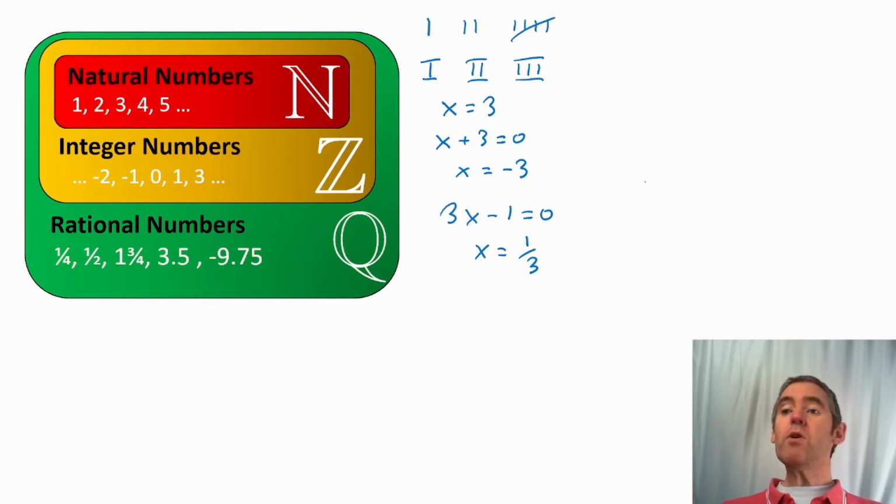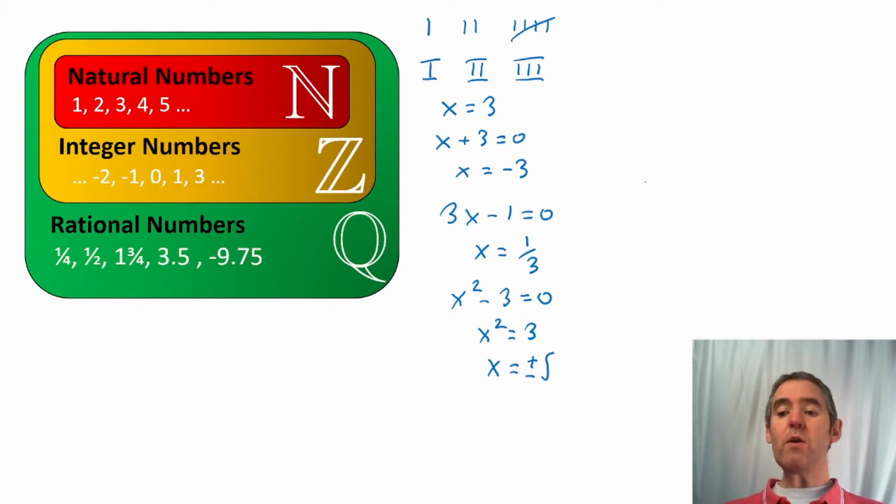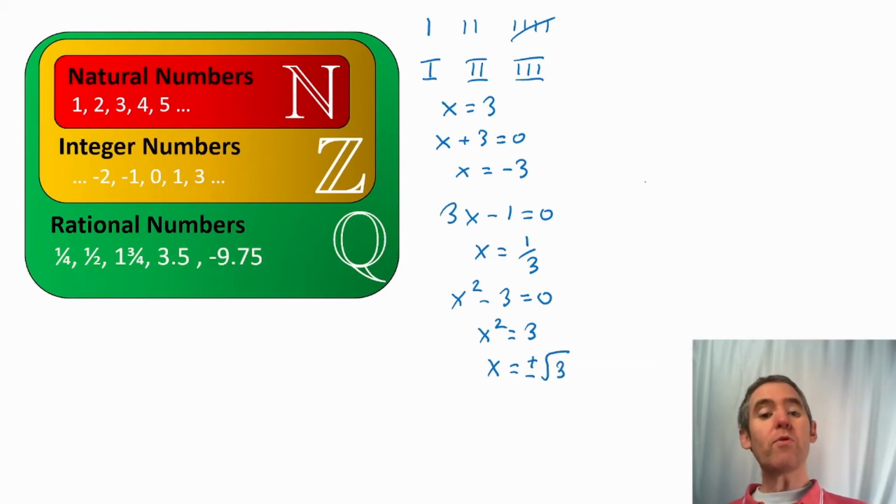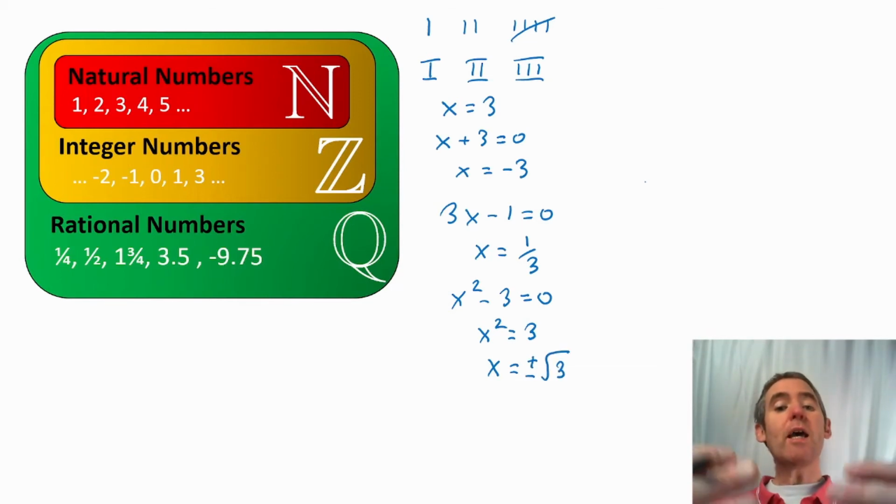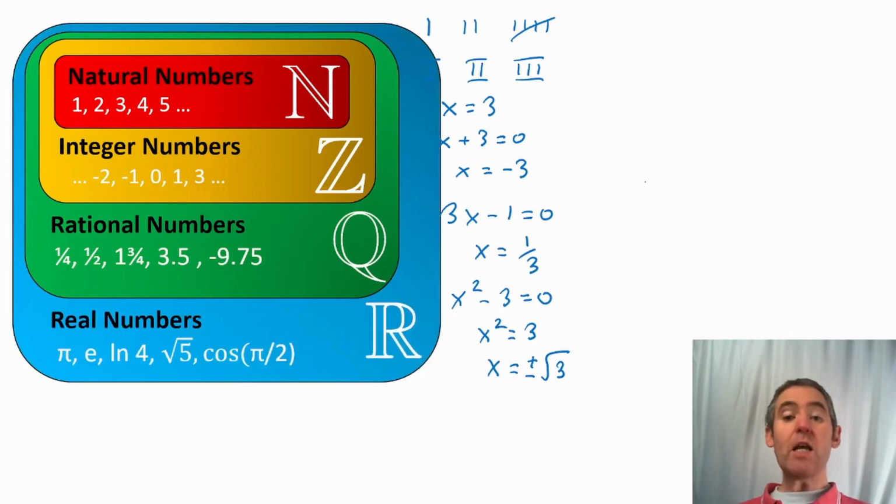So we're now going to extend that set even further. If we say x squared minus 3 is equal to 0, x squared is equal to 3, and that means x is equal to plus or minus the square root of 3. Now, the square root of 3 cannot be expressed as a fraction, so it's not a rational number. Therefore, we have to extend our set again, and we extend that set to what are called the real numbers. So the real numbers include the square root of 3, any number that can be expressed on the number line.